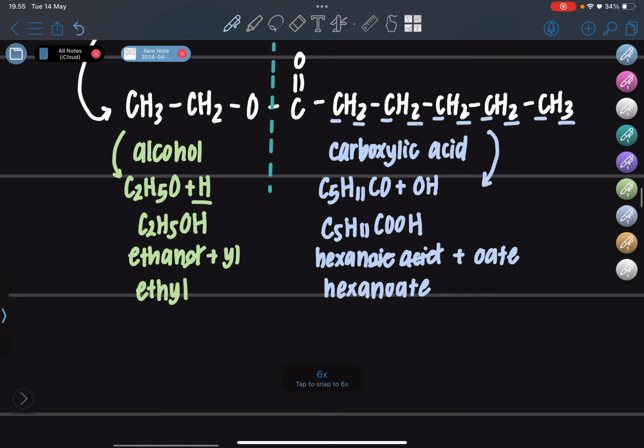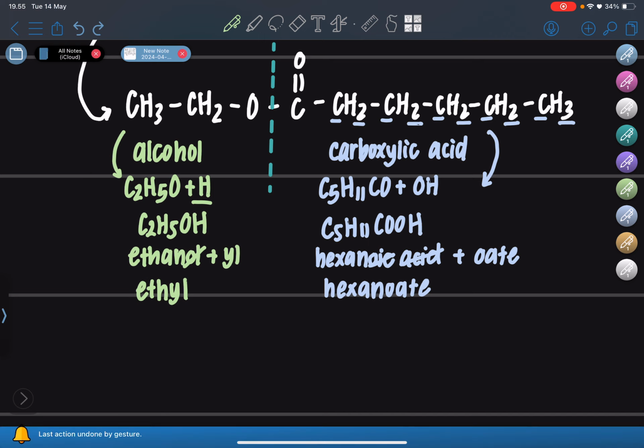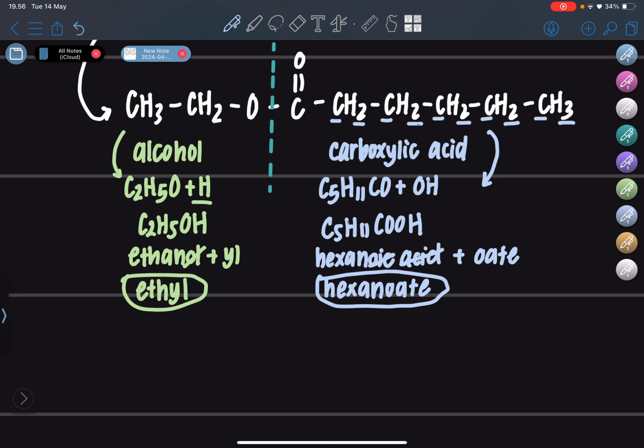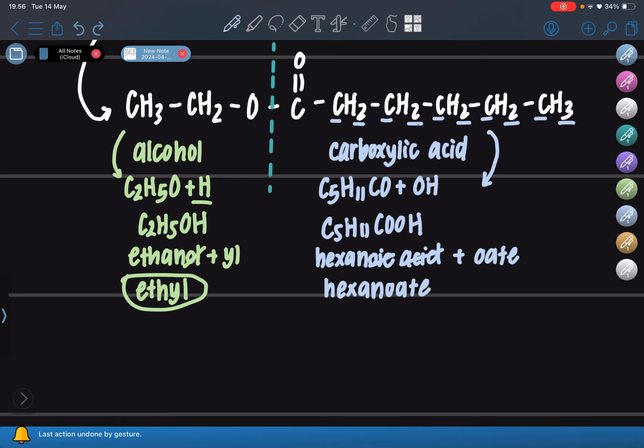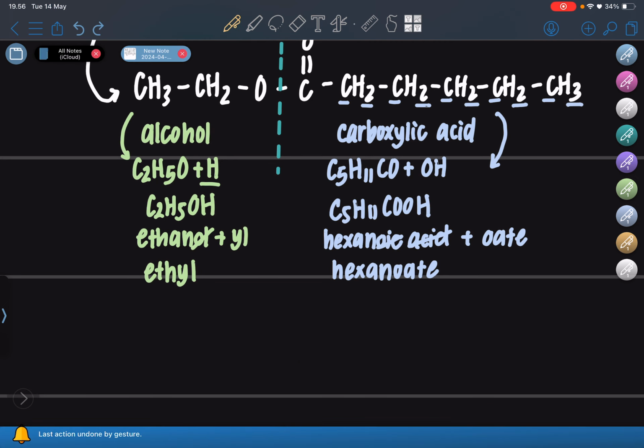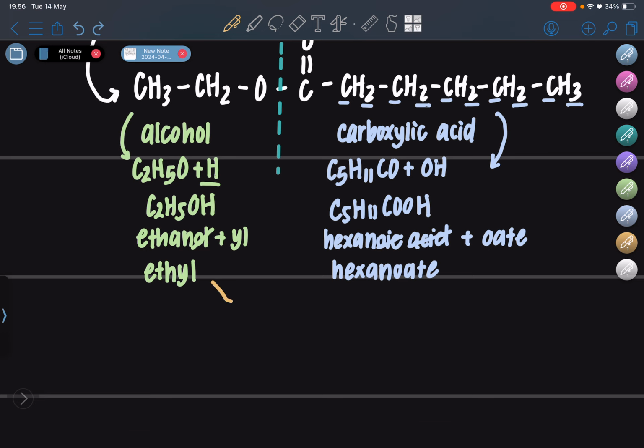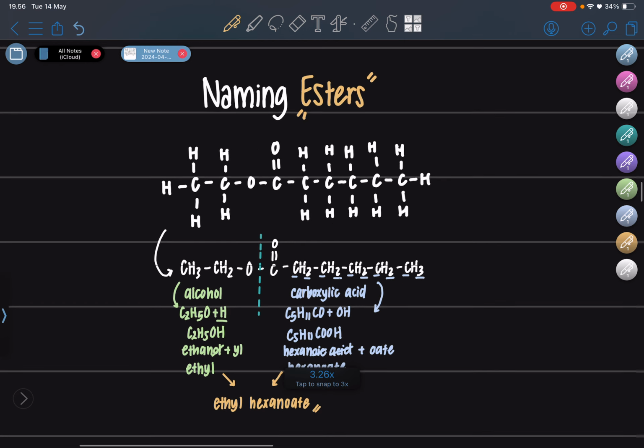Once we get these two names, always remember when naming esters, the alcohol name will come first, and then the carboxylic acid. So the final name of this ester would be, combine these two together, ethyl hexanoate. This will be the name of this ester.